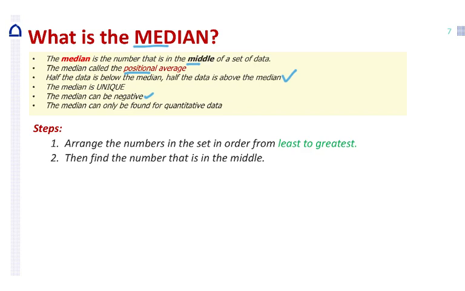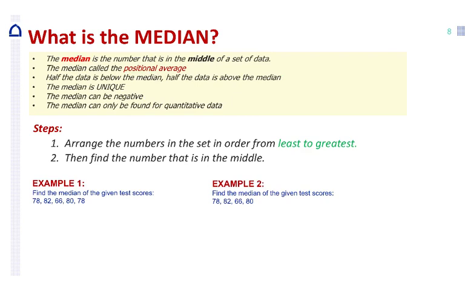And again, we can only do this when our data is quantitative, because we're lining things up from smallest to biggest, which you can only do with numbers. Let's do a few examples. Find the median of this set of data. First thing we need to do is line them up from smallest to biggest. So 66, then 78, then there's another 78, then 80, and 82. So there are 1, 2, 3, 4, 5 pieces of data, so the middle one would be 78. This is the median for this data set.